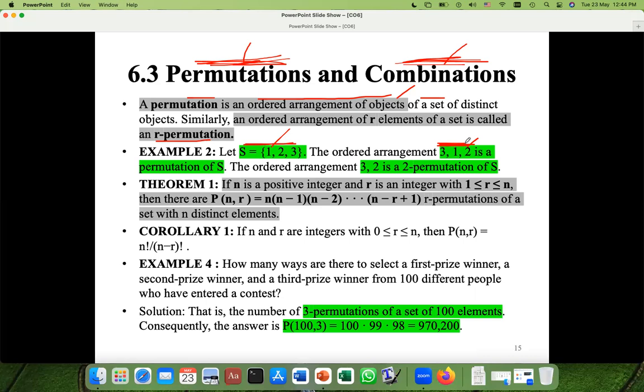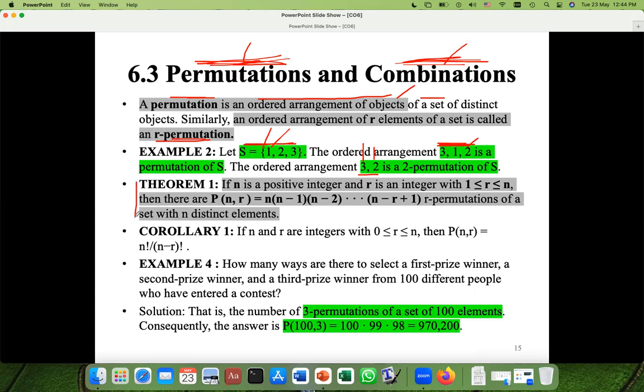Because order is important. Similarly, if you take out 3 and 2 from this set, also with some order, 3 first, 2 after, this would also be called a permutation. But here you have 2 elements, so you call it a 2-permutation of this set S, in which you have 3 elements. So now the concept of permutation is clear with this example.